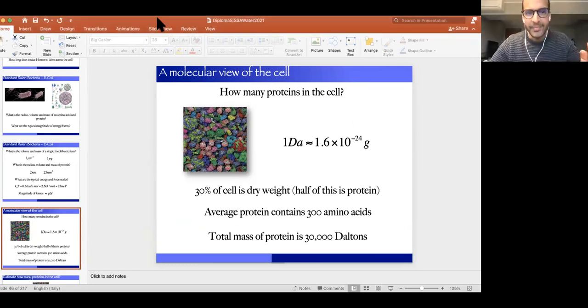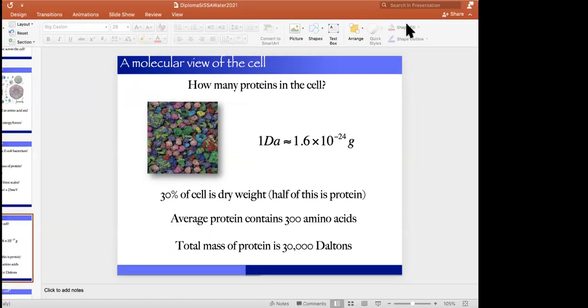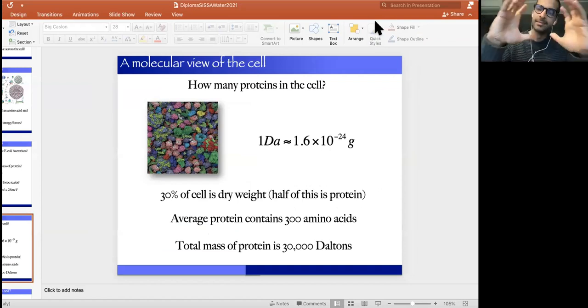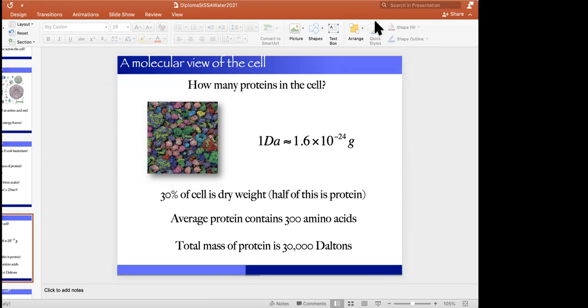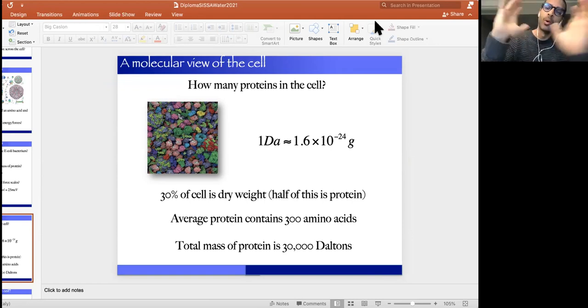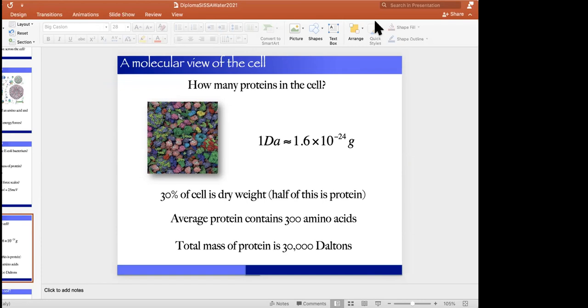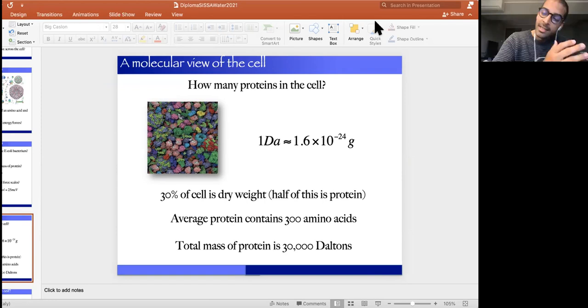So we have a cell, a bacterium. The bacterium is 1 picogram, the whole weight. 70% of that is water. 70% of 1 picogram is water. 30% of it is non-water, dry weight. Half of that, so 15% of the cell weight, is the total weight of the protein. Okay?